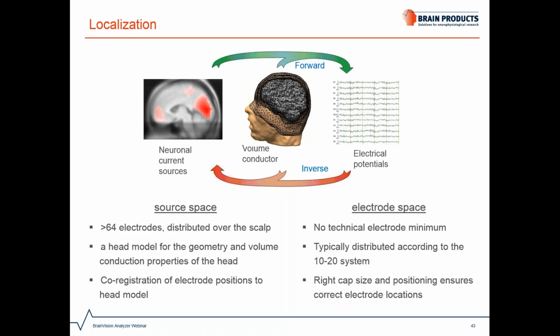In electrode space, the number of electrodes is determined by the research question. This also applies to the distribution of electrodes. Typically, a 10-20 system or some extension of that is used. To make sure electrodes are positioned where expected, the right cap size and fit must be used.